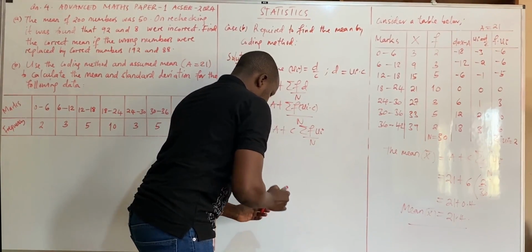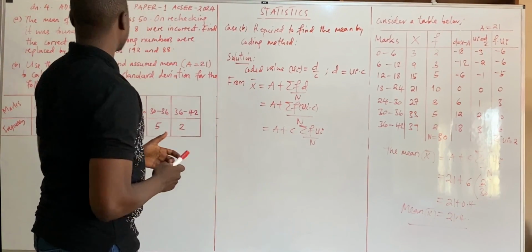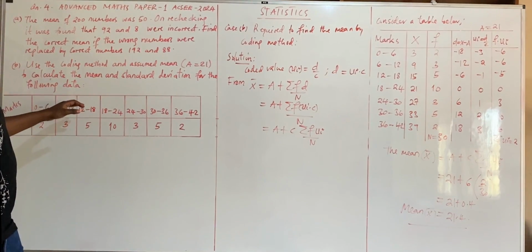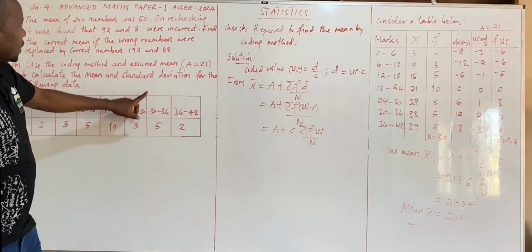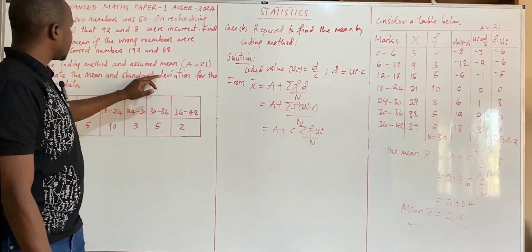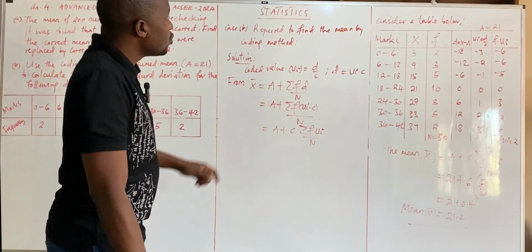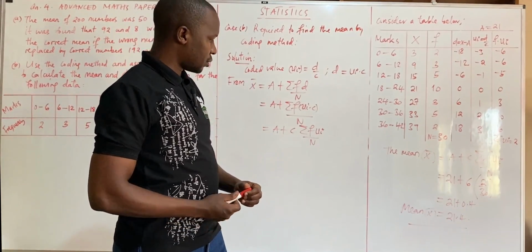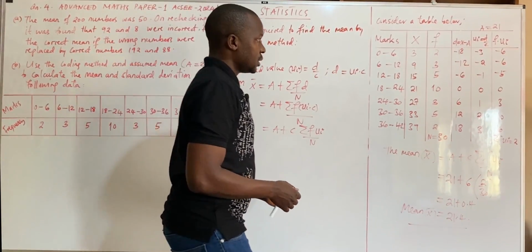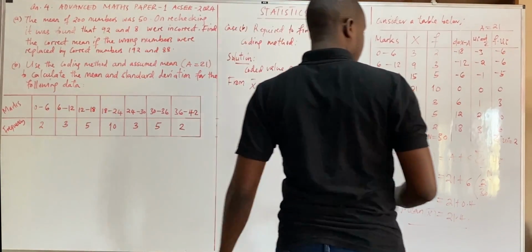And up to that point, we have managed to find the statistical average, the mean. So now we are moving forward to see how we can calculate the dispersion measure, the standard deviation, using the coded values, using the coding method. And now let's see how we can do it.